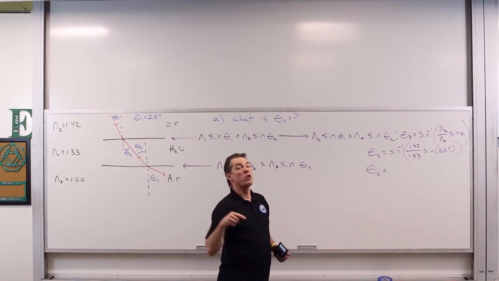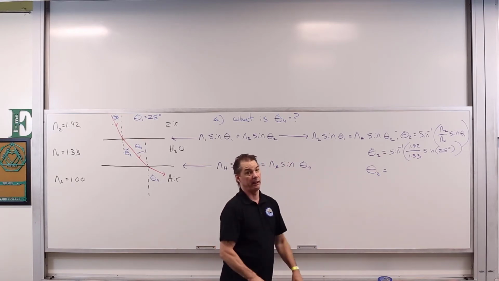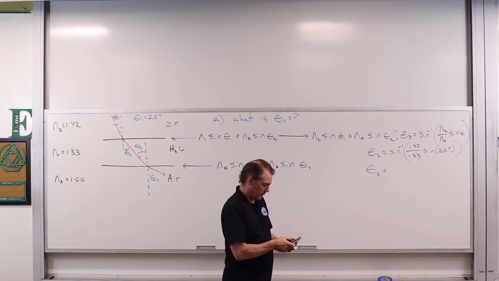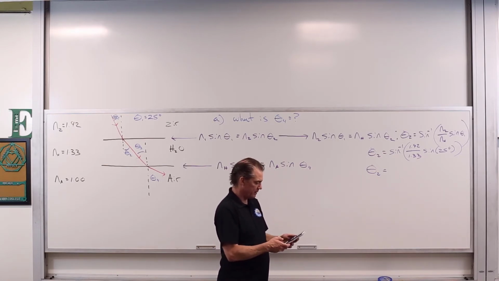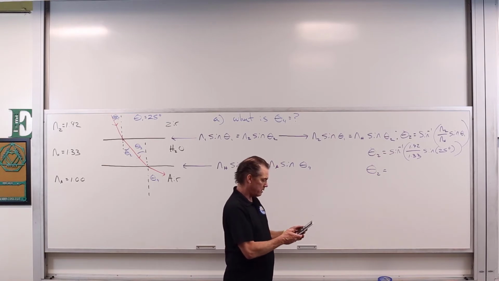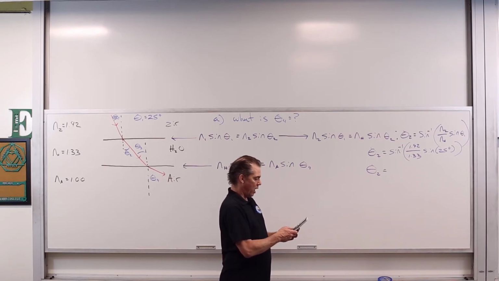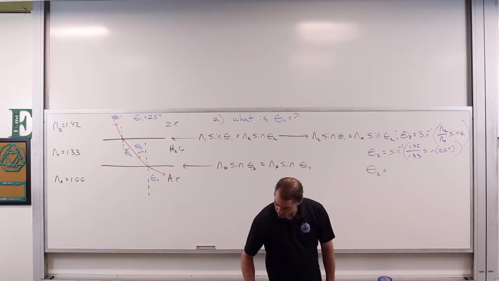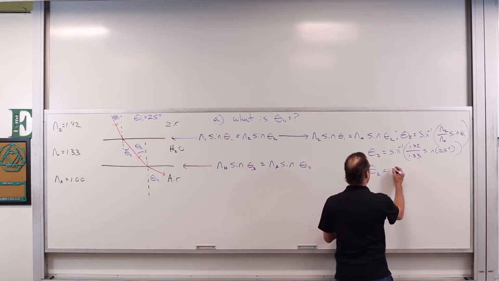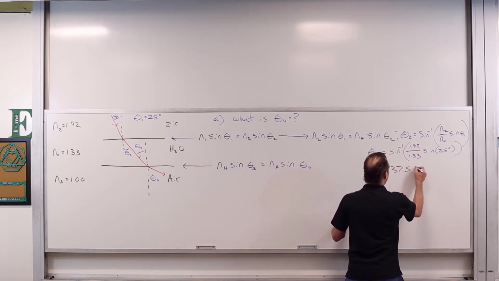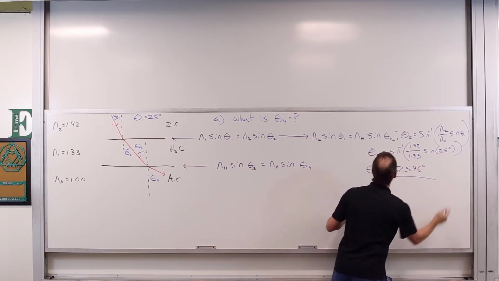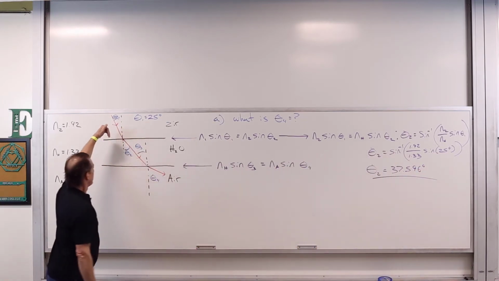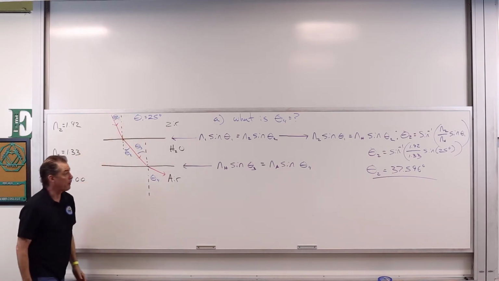be careful here, we're using angles in degrees, right? Calculators in degrees, so if it's not in degrees, change it to degrees. Mine is in degrees, so we're good. We've got the arc sine of 1.92 divided by 1.33 multiplied by the sine of 25. Gives us about 37.596. Whew, that sounds nice. 37.596 degrees. Which is greater than 25 degrees, again, because it's bent away from the normal.